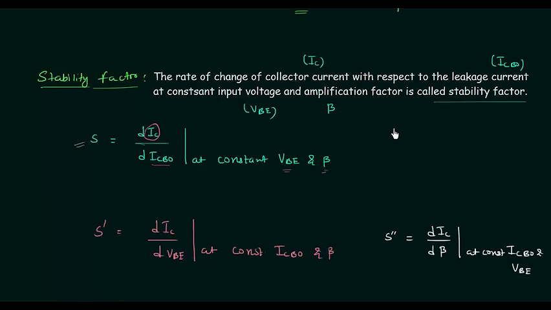Stability factor measures the stability of the system, and the lower the value of S, the more stable is the system. For example, if we have two transistors T1 and T2, the stability factor of transistor 1 is equal to 8 and the stability factor of transistor 2 is equal to 5. Now you have to find out which transistor is more stable, and once you have your answer, post it in the comment section. I think this is all for this lecture.